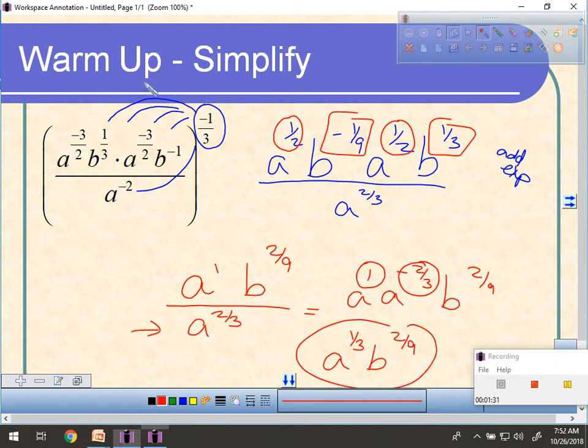And you could change it. You could have put b first and then a, but as long as you've got the right fractions with the right letters, you're good to go. Now, that was reviewing what we did for the past 2 days.